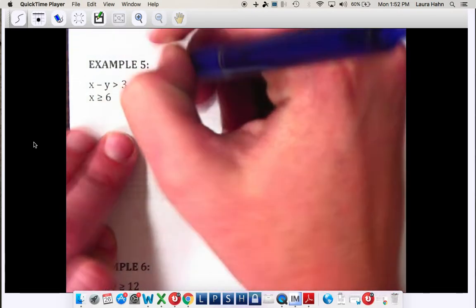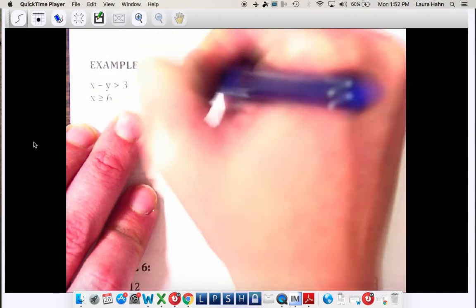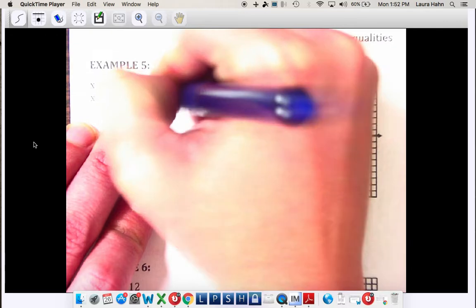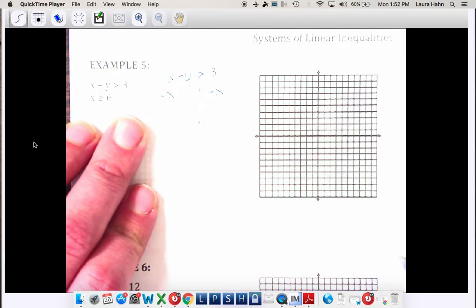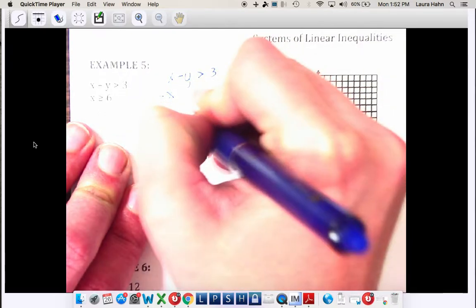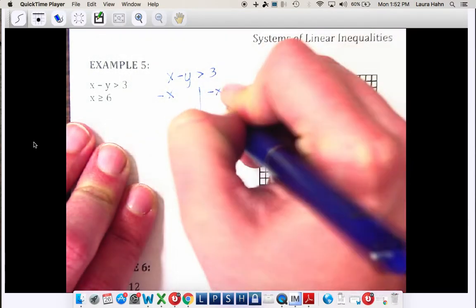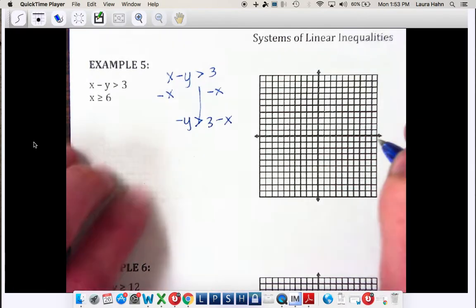So I'm going to rewrite this one out to the side. X minus y is greater than 3. Let's get y by itself by subtracting x from both sides. So my negative y falls down, my inequality symbol falls down, and I'm going to have 3 minus x. Okay, y is not quite by itself.